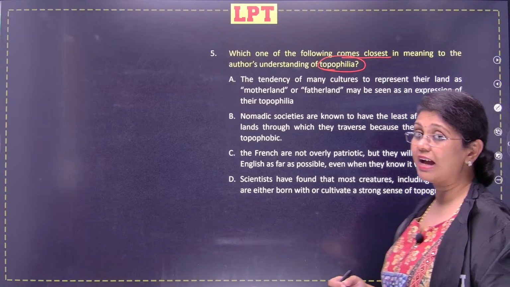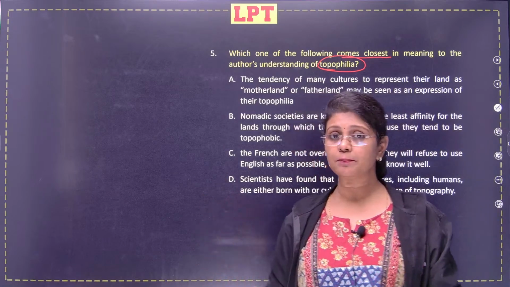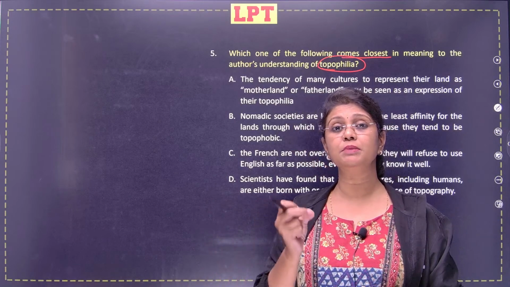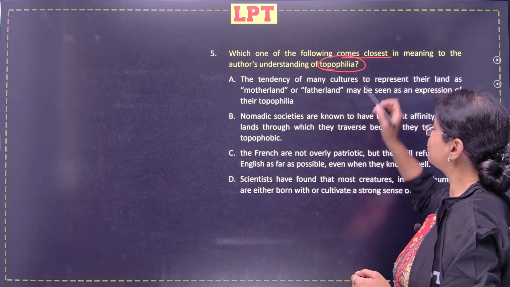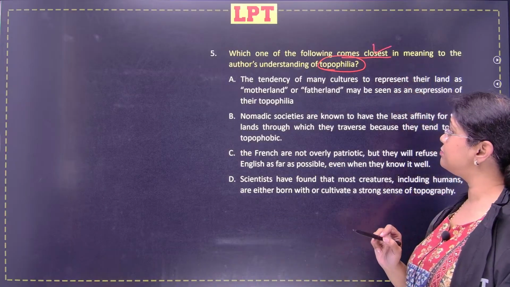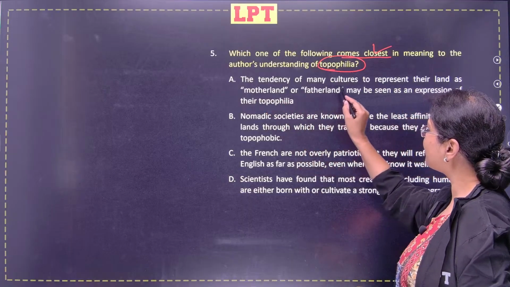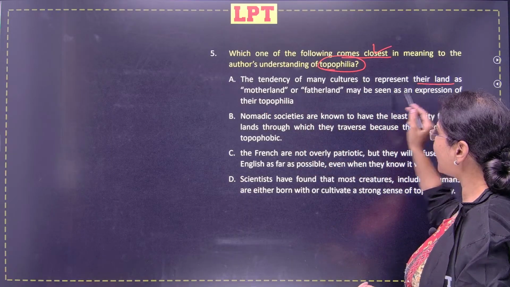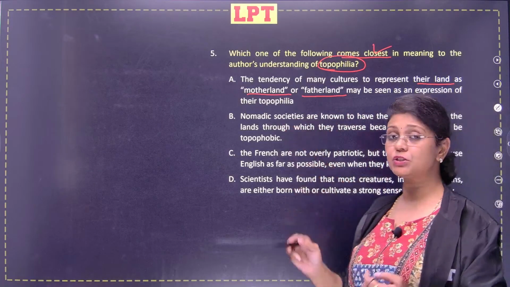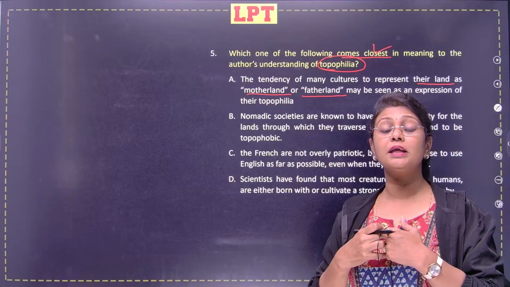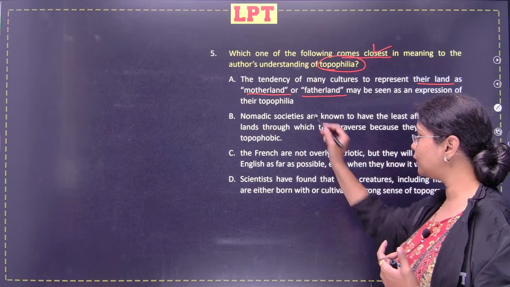Okay, let us evaluate these options now, guys. Again, for those of you who have read the passage from the very beginning, I'm sure you would have understood the meaning of the word topophilia. And with this question, we are supposed to choose an option that comes closest in meaning to the author's understanding of topophilia. It says the tendency of many cultures to represent their land as motherland or fatherland may be seen as an expression of topophilia. So topophilia is basically your emotional affiliation towards a place. So this is very close. So let us keep it aside.